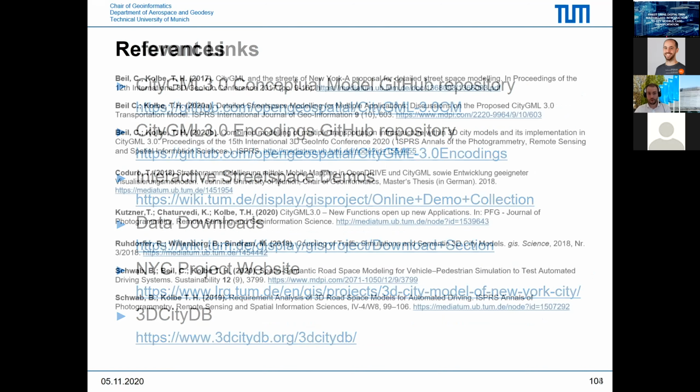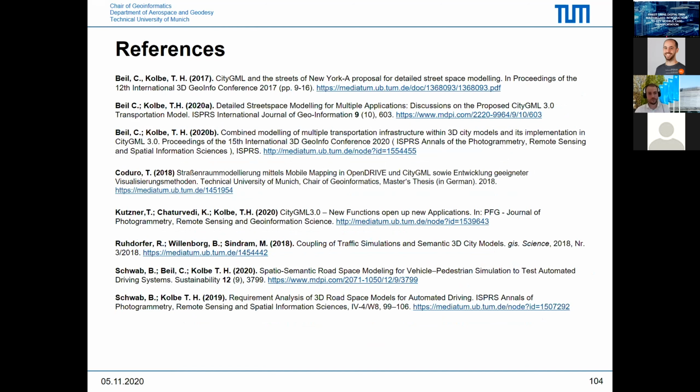There are some very recent publications on this topic available from our chair, mainly those two here. The first explains the GML street space modeling in detail, also presenting the different concepts provided by different standards. And the second publication here from this year focuses on combined modeling of multiple transportation infrastructure, for example, a combined representation of road and railway infrastructures. There are some more interesting publications listed here.